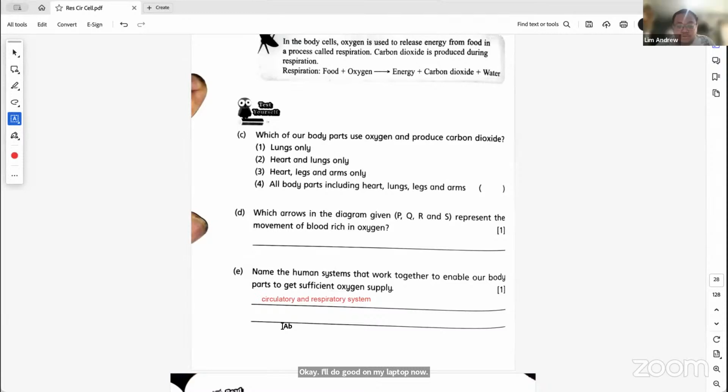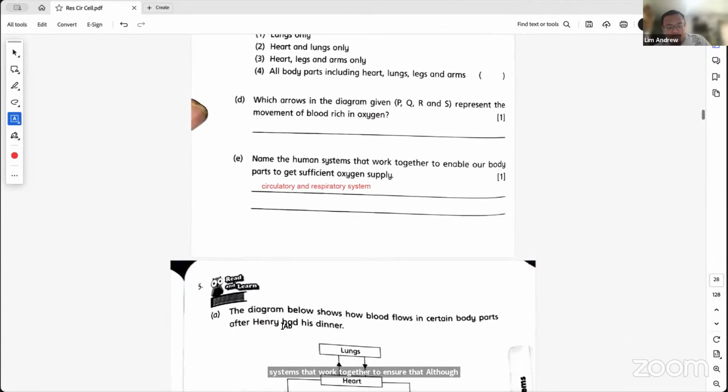So these are the two systems that work together to enable our body to have enough oxygen supply. All right, let's carry on.